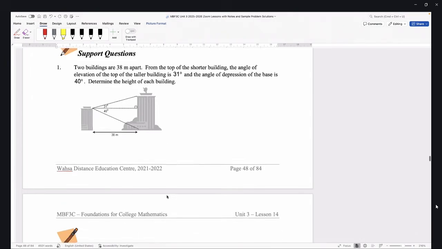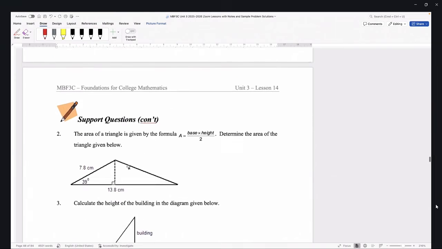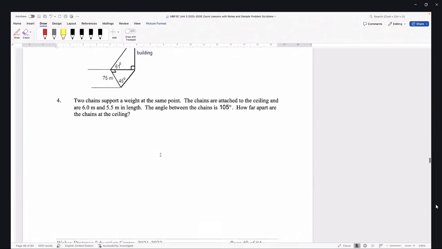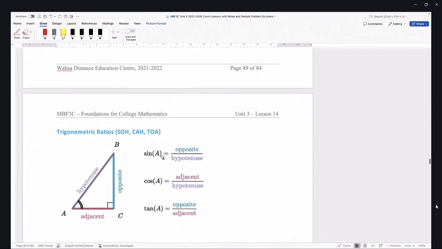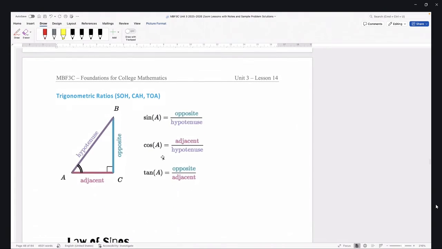And then there's some support questions, a diagram there for you, a diagram here, but then there's a couple where there are no diagrams. So what I want to do now is a quick review, then I'm going to work through some word problems with you so that you'll be ready for the key questions when you get to them.